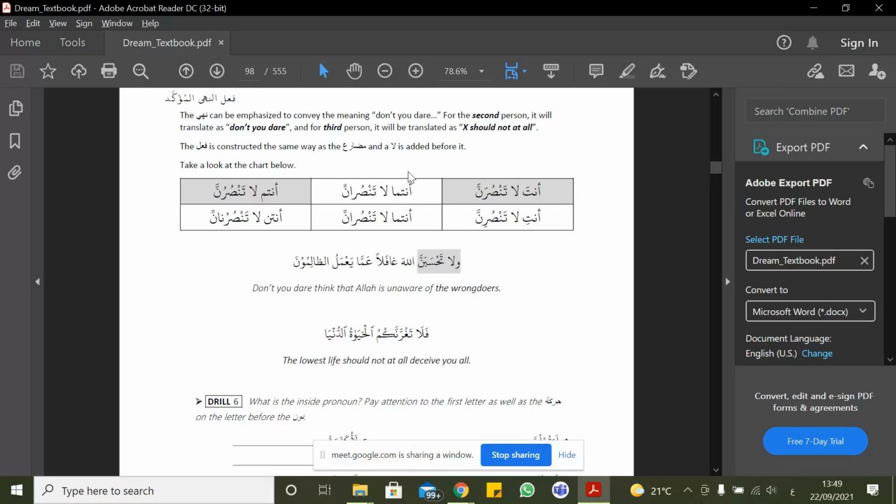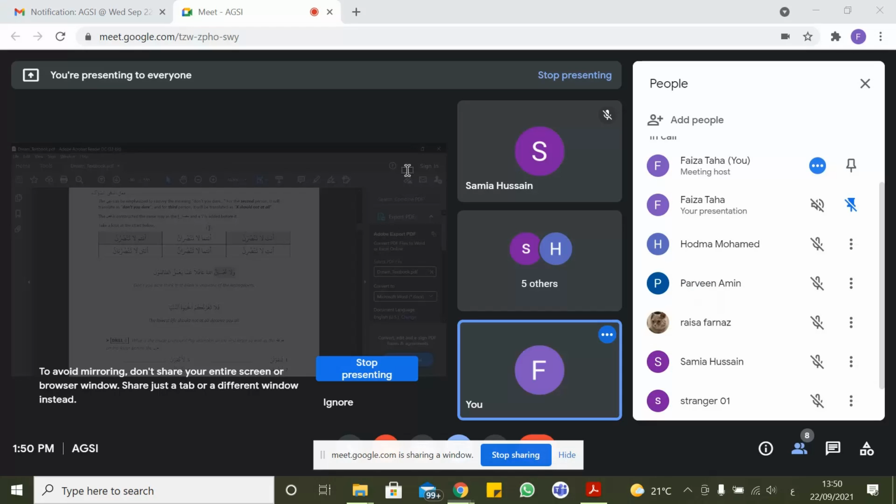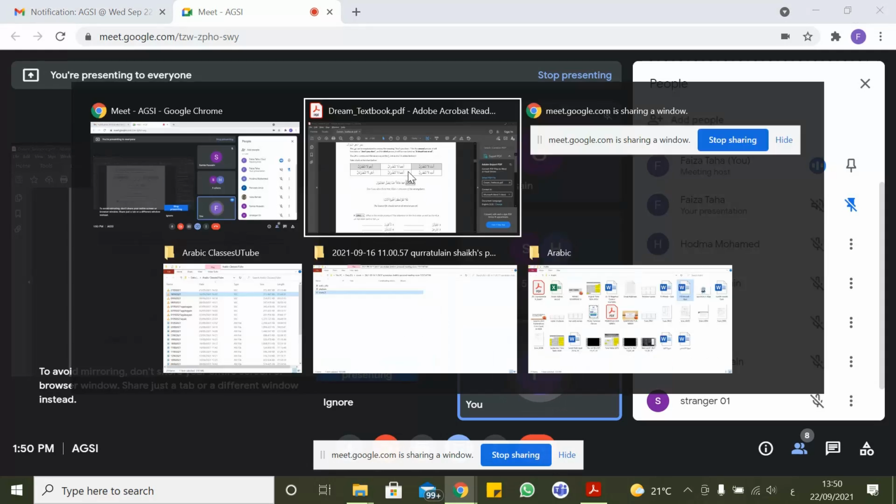Is that clear, everyone? Yes, alhamdulillah, we worked it out. Yeah, mashallah, this is the best explanation to it. So now I want Sister Parveen Amin.